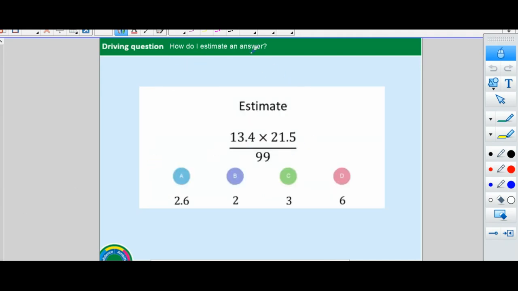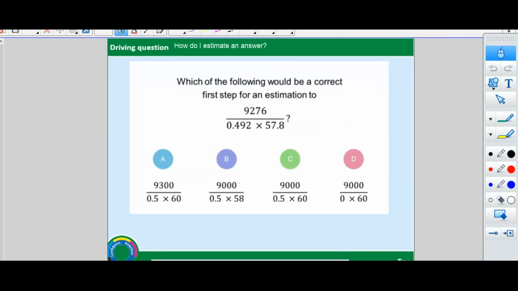Next question, I'm going to estimate. So we'll say 10 multiplied by 20 all over 100. 200 divided by 100. I estimate that to be 2. Next one, have a go. Play the video when you're ready for the answer.